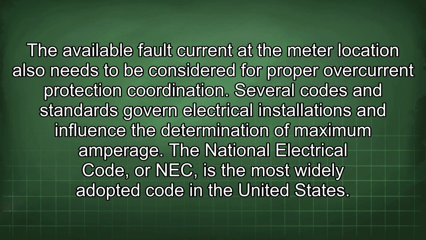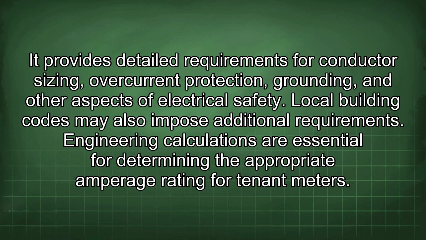Several codes and standards govern electrical installations and influence the determination of maximum amperage. The National Electrical Code, or NEC, is the most widely adopted code in the United States. It provides detailed requirements for conductor sizing, overcurrent protection, grounding, and other aspects of electrical safety. Local building codes may also impose additional requirements.